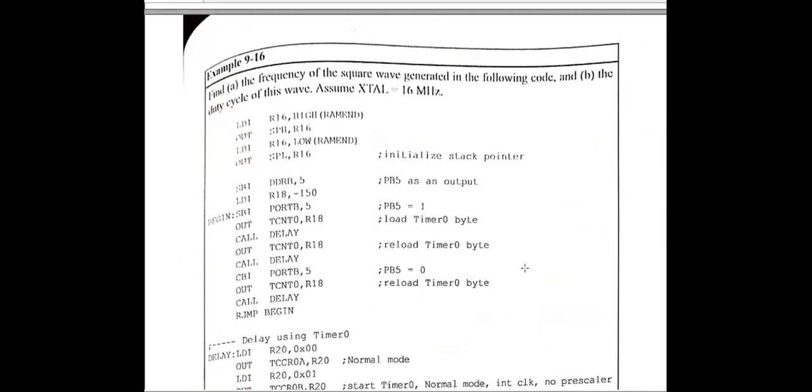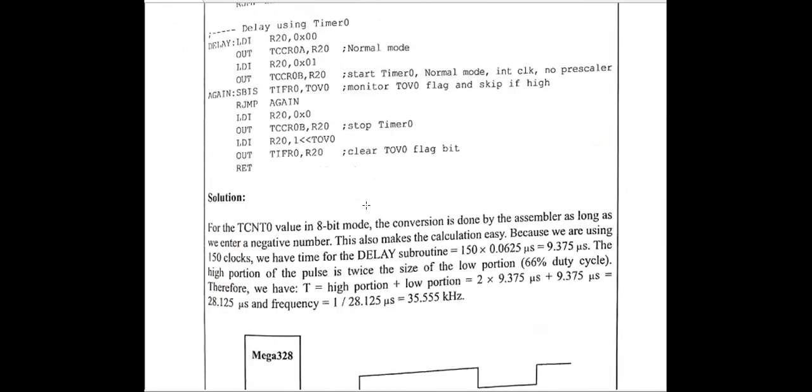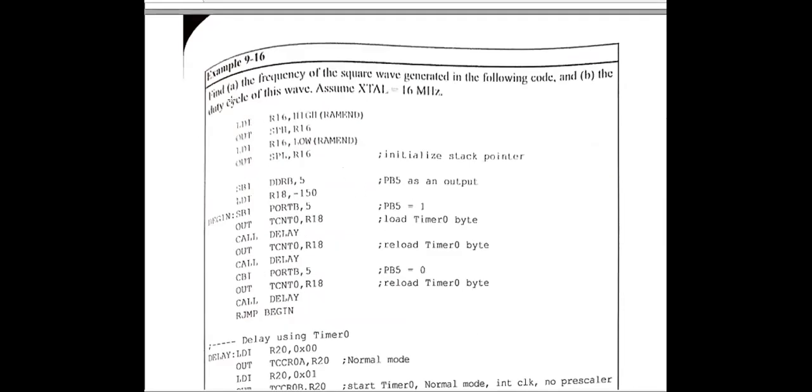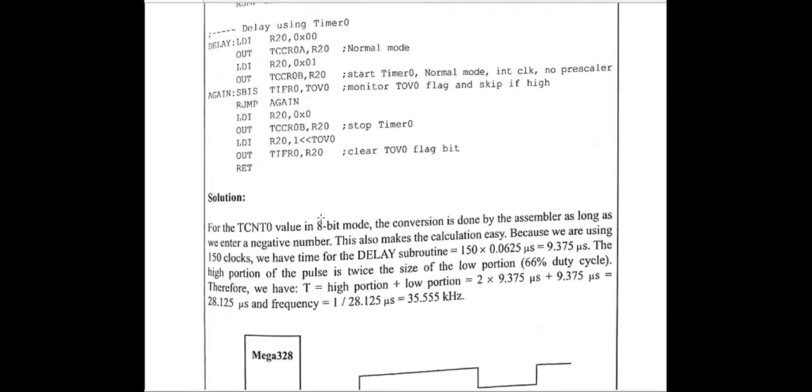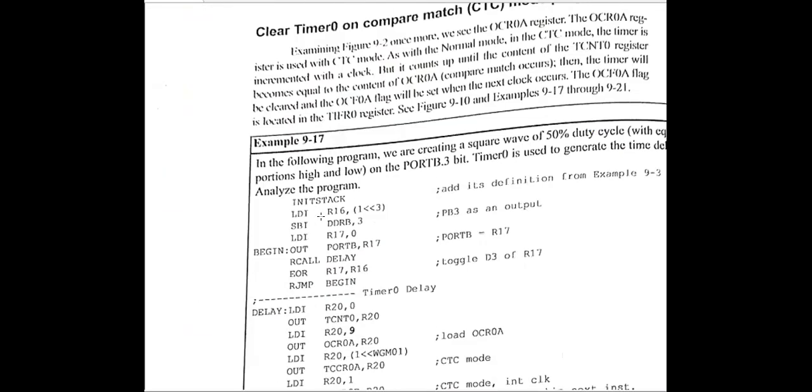Here we have the 16 program. It is the same as the first one that we did. Let me read the statement. Find the frequency of the square wave generated in the following code, and the duty cycle of the wave. So it is the same, done previously. In the following program, we are creating a square wave of 50% duty cycle with equal high and low portions on port 3. Timer 0 is used to generate the time delay.